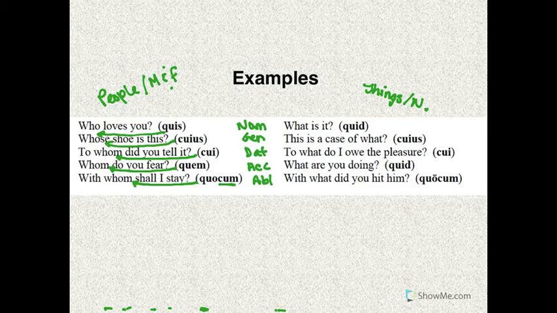Now, let's take a look at the things column. We have what is it, expressing the what with the quid. This is a case of what. We have a genitive of. So we're using quis. To what do I owe the pleasure? We're using qui. What are you doing? We have what being the direct object of the verb doing. We're using quid. And with what did you hit him? Quo.